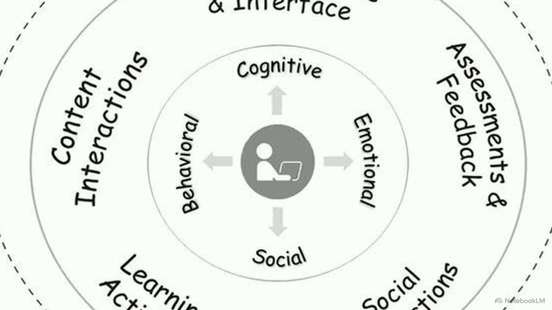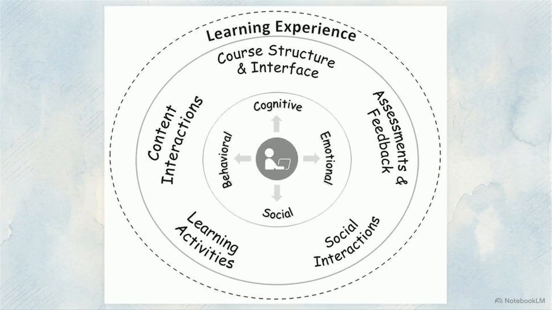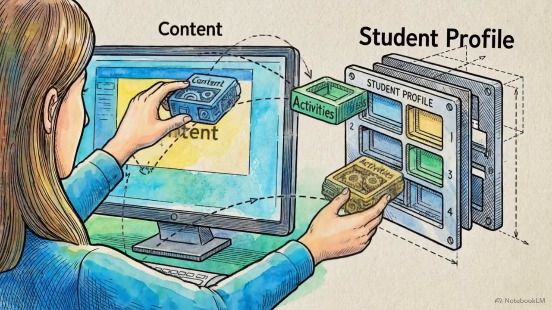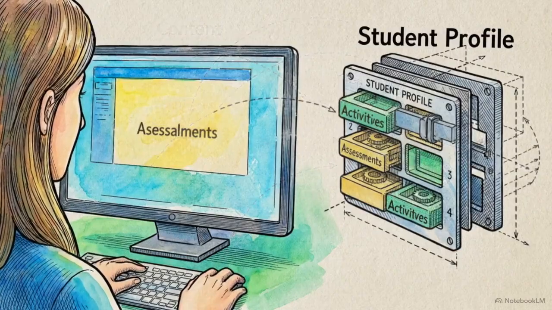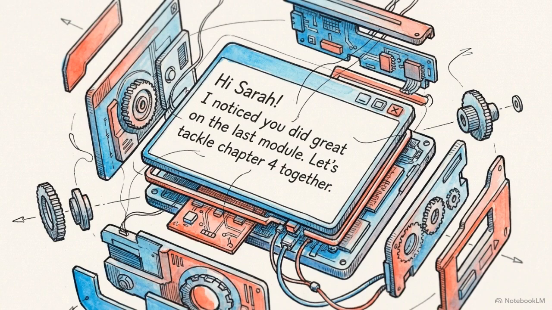To manipulate those four internal dimensions, the instructor controls a specific set of external architectural tools. This view of the integrated framework shows the outer ring, the 5 actionable design aspects. The core principle of learning experience design is that these 5 external interfaces must be explicitly mapped to the psychological needs of the learner. For content interactions, simply delivering cognitive data is insufficient. The content must incorporate emotional elements, such as conversational, personalized language, to increase engagement and lower the barrier to entry.